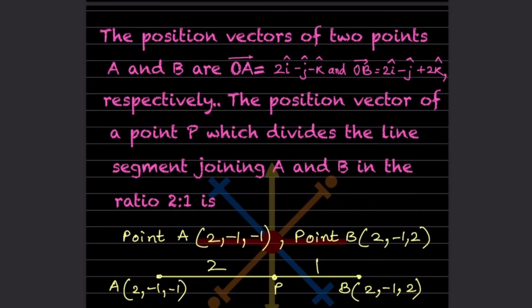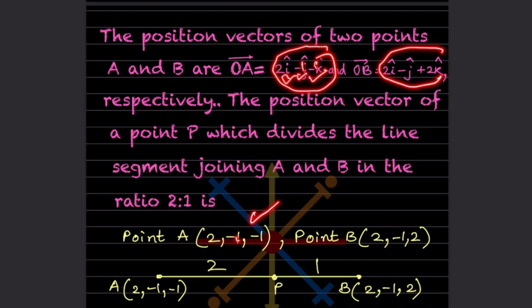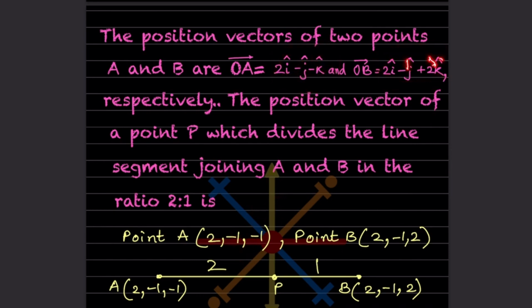The position vectors of two points are given. We have to find the position vector of a point which divides the line segment joining A and B in the ratio 2:1. Now look here. These points are given. Here OA is this and OB is this one. So the point A will be 2, -1 and -1, because here it is 1, here it is 1. And for B, this is 2, -1 and plus 2. So 2, -1 and 2.